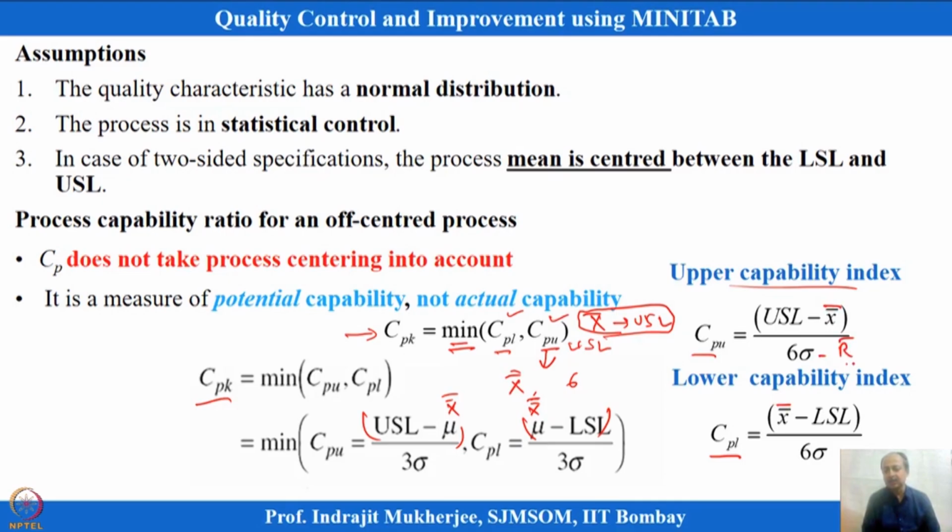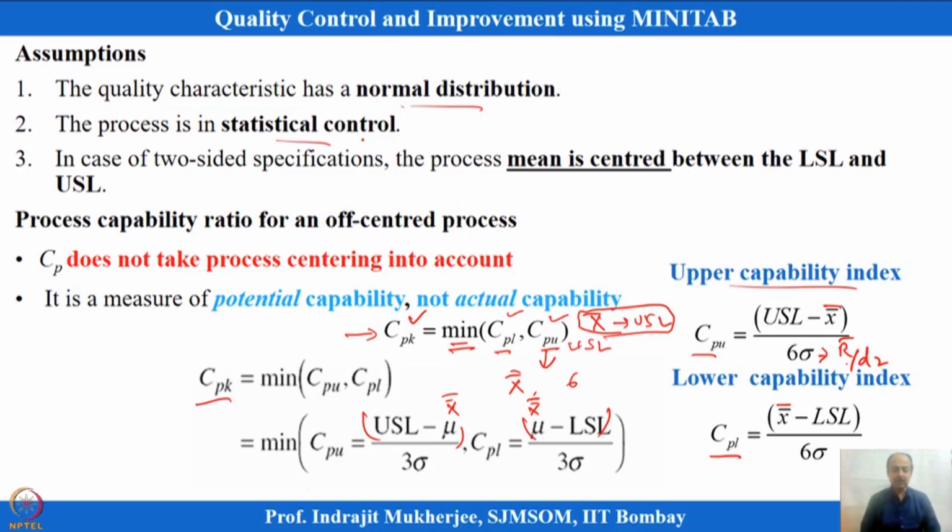as R bar by D2. So, in this case this is also not a problem to calculate, and then MINITAB will calculate CPU and CPL, and based on the minimum value it will report the CPK index over here. Okay. But one of the assumptions considered over here is the normal distribution assumption, and that the process is under statistical control, that is, only assignable cause is not there.